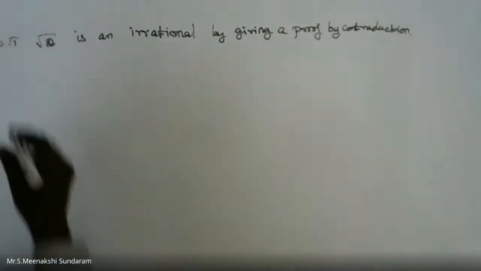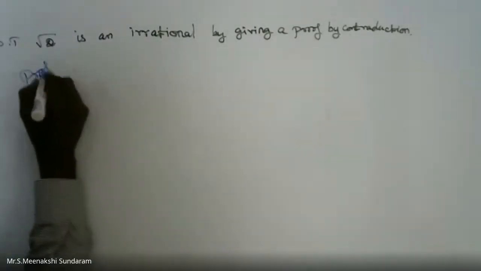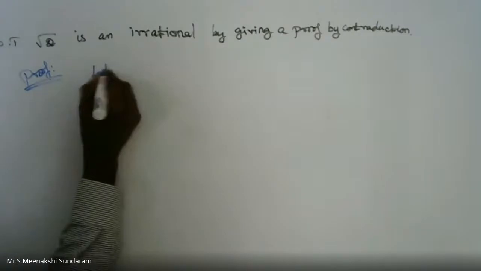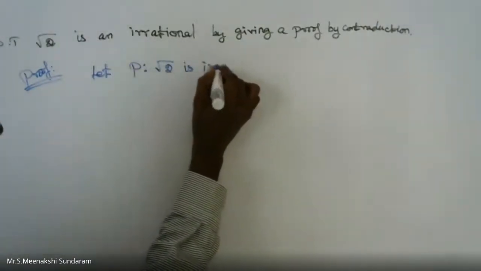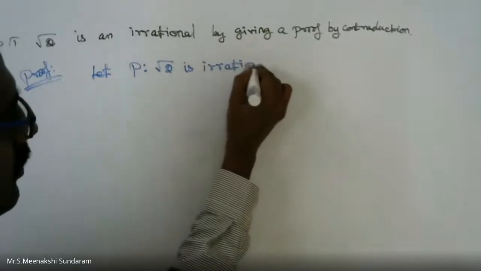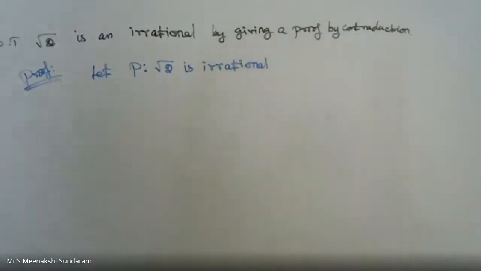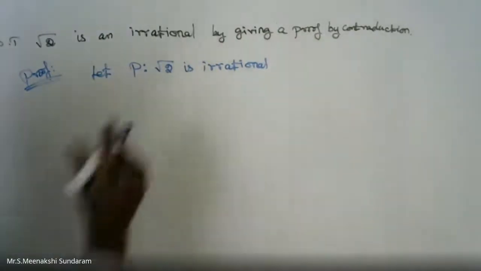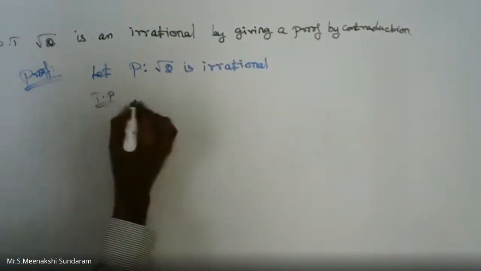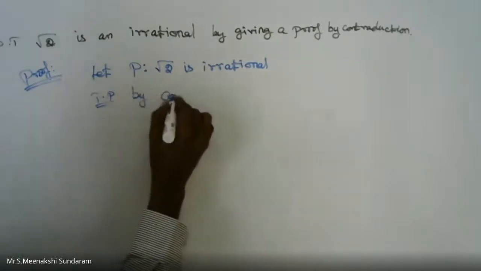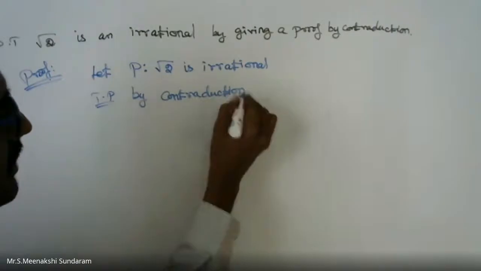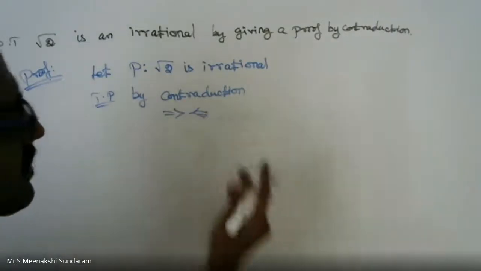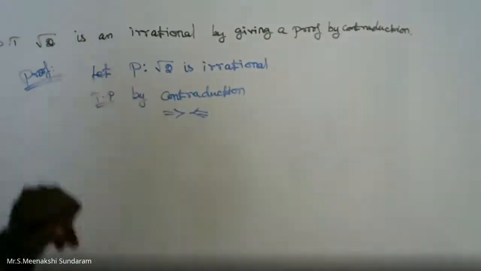How to prove this one? Write the proof. First, you can take it as: let P be "root 2 is irrational." To prove by contradiction, contradiction means the opposite.